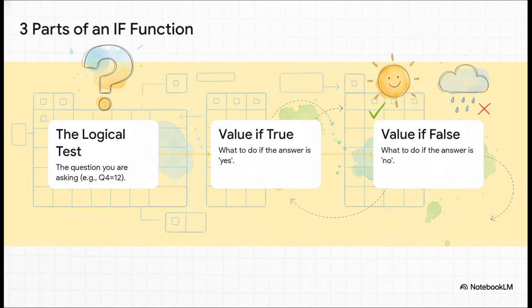Now, I know it might look a little intimidating as a formula, but it's really just 3 simple parts. First, you have the logical test. That's your question. You know, something like, is the number in this cell bigger than 10? Second, the value if true. What do you want the spreadsheet to show if the answer is yes? And third, you guessed it, the value if false. What does it show if the answer is no? That's it. Test, true, false.